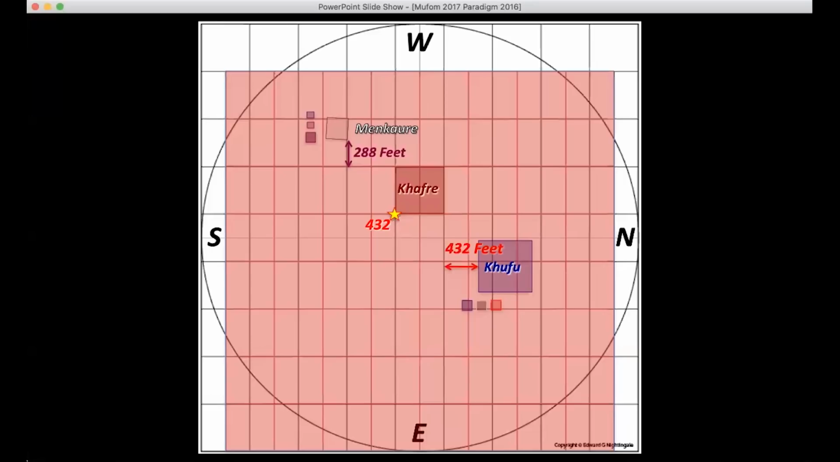And then we're going to use the 288 feet. We're going to do from the western face of Khafra, 288 feet will be where Menkaura is. The bottom right corner as we look at it of the third smaller pyramid would be 288 feet west of the face of Khafra.